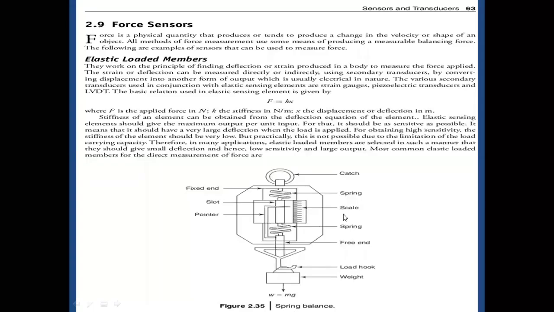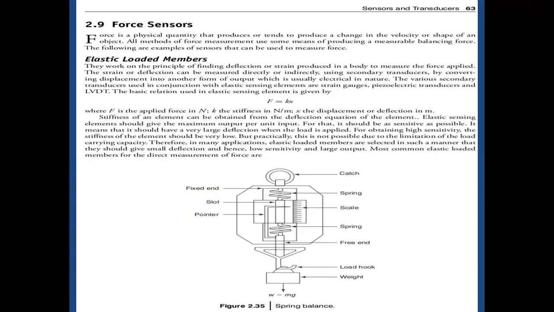In this situation, the elastic load members work on the principle of finding deflection or strain produced in the body to measure the force applied. For the measurement of force, we find out the deflection or strain produced within the body. The strain or deflection can be measured directly, or indirectly using a secondary transducer by converting displacement into another form of output, which is usually electrical in nature. These are the possibilities we have to measure forces.